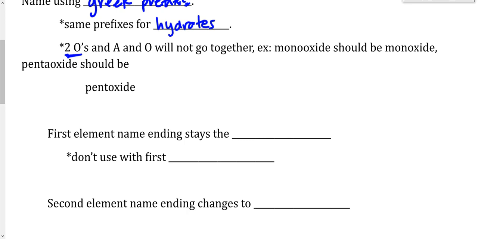So the first element name, the ending stays the same. By first element, we're not worried about cation going first or anything like that. Whatever is written first, you're just going to keep that element name exactly the same. So if you have CO2, our first element is carbon, so I just write carbon. I don't do anything with the ending. Now, prefixes: if I had more than one, I would say dicarbon or something like that.